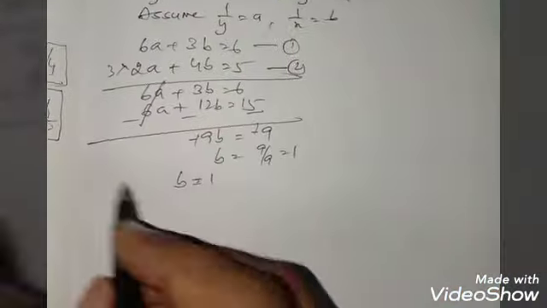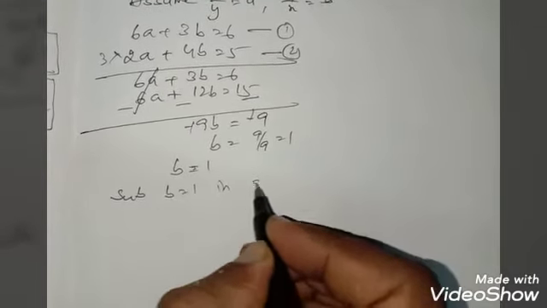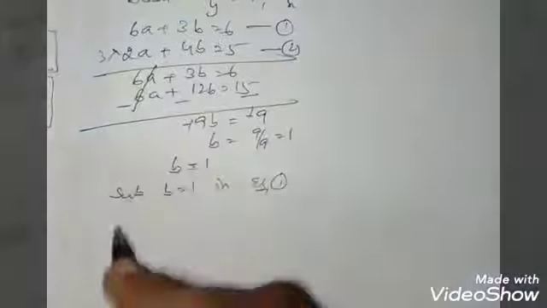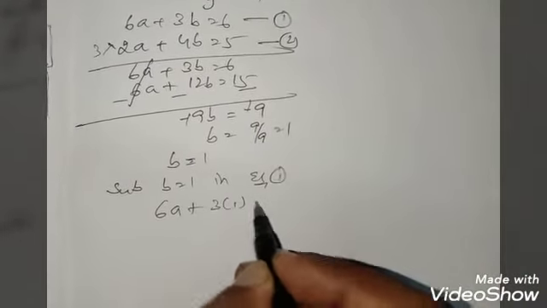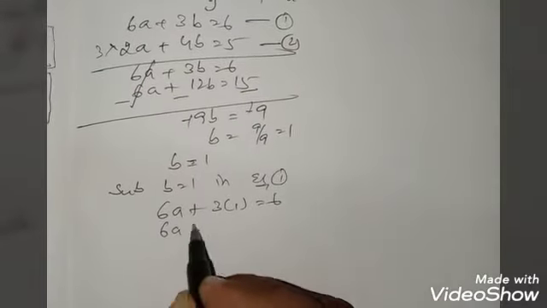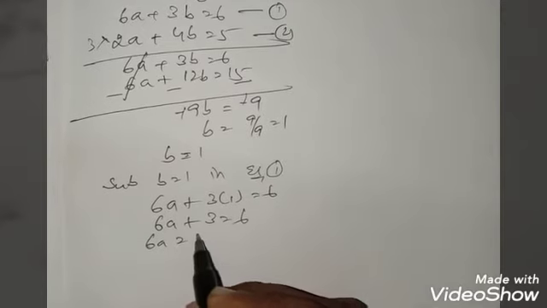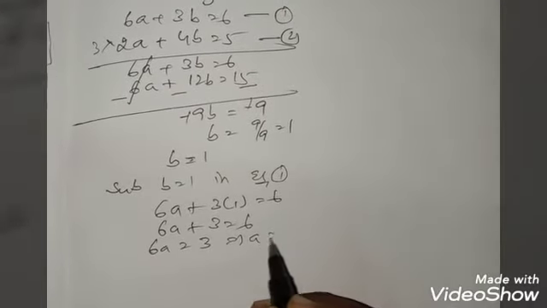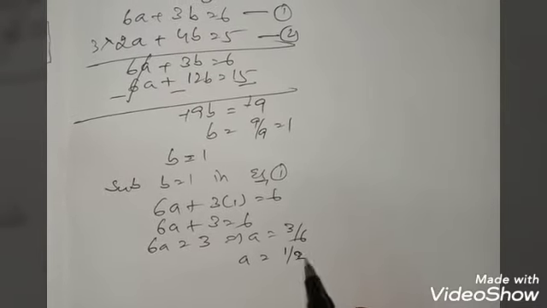So after getting the value of b, then you have to substitute this b. Substitute b is equal to 1 in equation number 1. Now if I substitute in the first equation, you will get 6a plus 3 into 1 is equal to 6. So 6a plus 3 is equal to 6. Send this 3 here. 6a is equal to 6 minus 3, which is 3. So a is equal to 3 by 6, which is nothing but a is equal to 1 by 2.